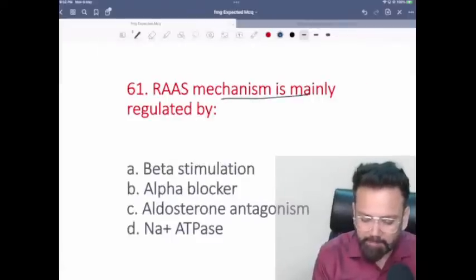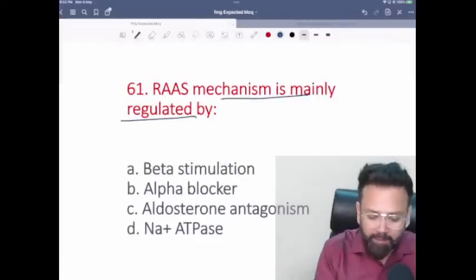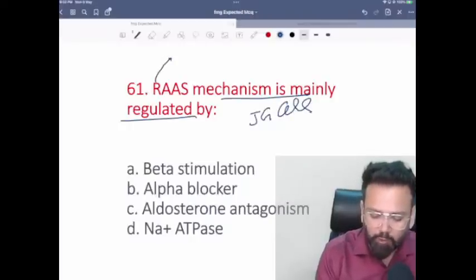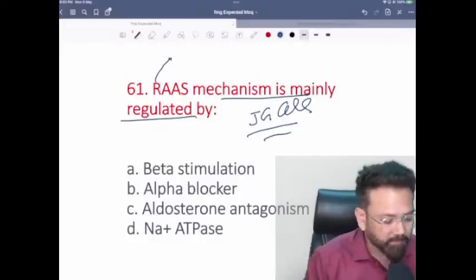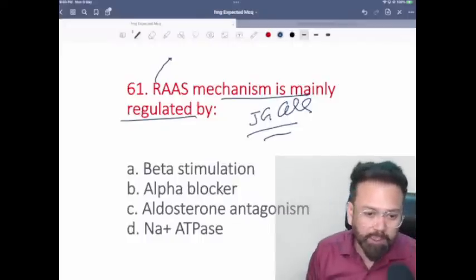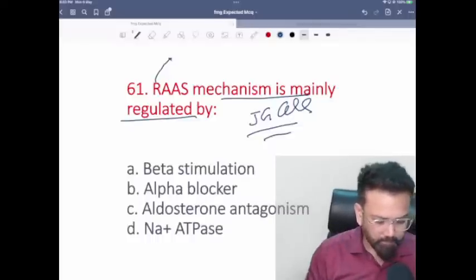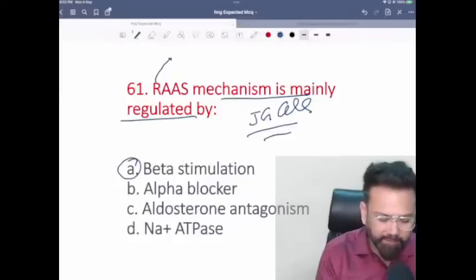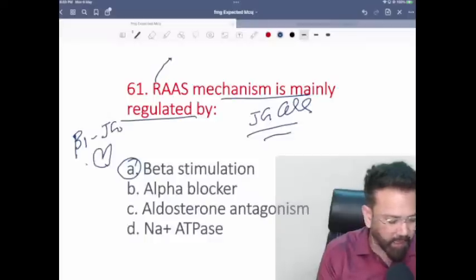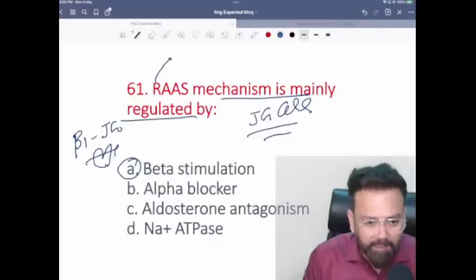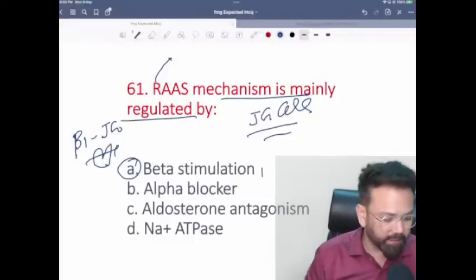RAS mechanism is mainly regulated by, RAS means renin, which is released from JG cell. And I have told you which receptor is in the JG cell. Which receptor is present in the JG cell? We have discussed this. Yes, very good. Beta 1 receptor is in the JG cell. Very good, Praful. As well as in the heart. Excellent. Beta 1 receptor is in the JG cell.